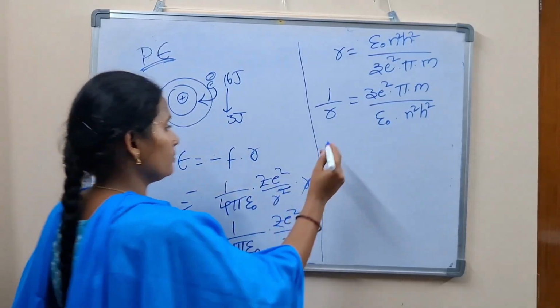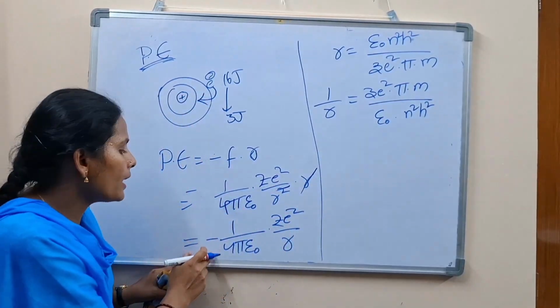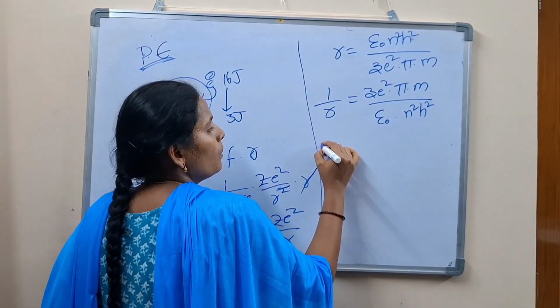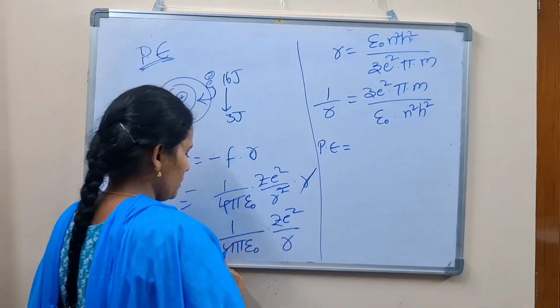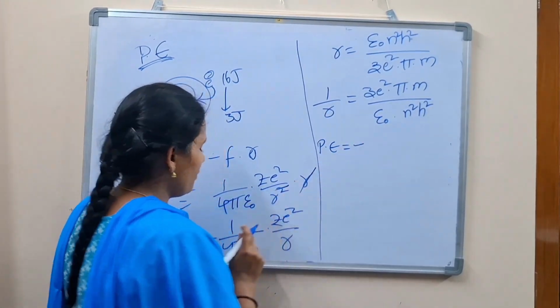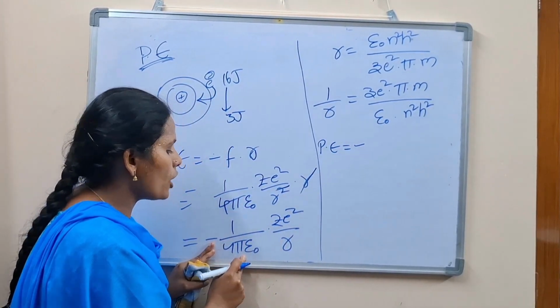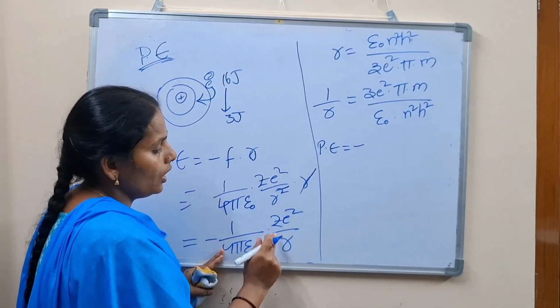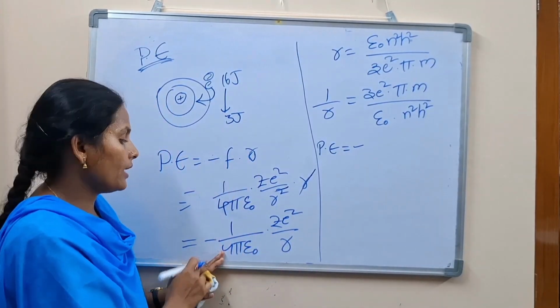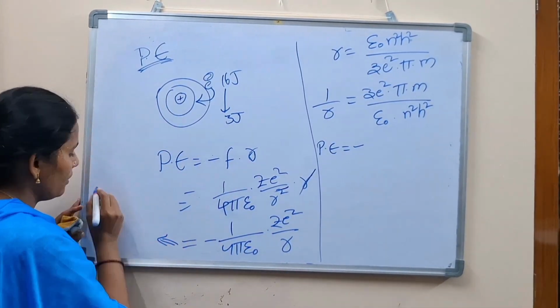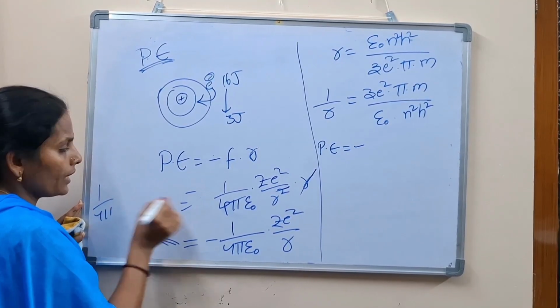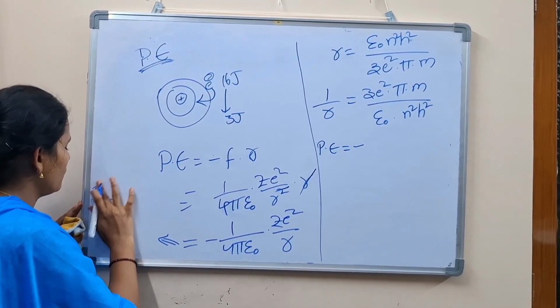Here we write the formula: potential energy equals negative Z square by 4 pi epsilon naught into 1 by R, as we see here.